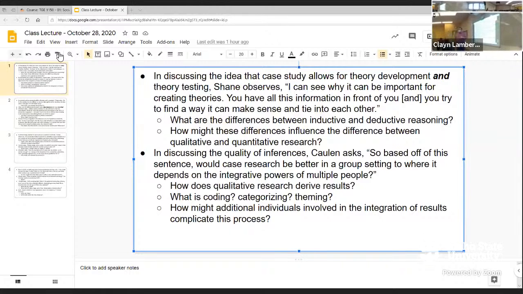Okay? Now, in case studies or in qualitative research, we kind of flip that around. So we rely on something called, if it's not deductive reasoning, it's called what? Does anybody know? It starts with an I. Inductive reasoning. I look at all the facts and then I try to figure out, what do these facts tell me?